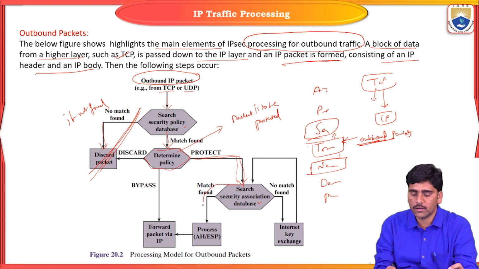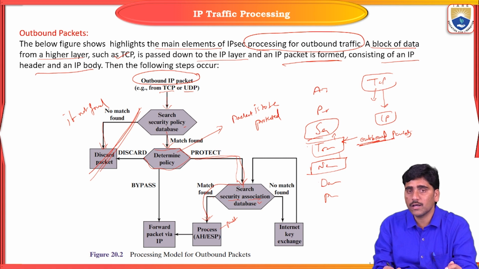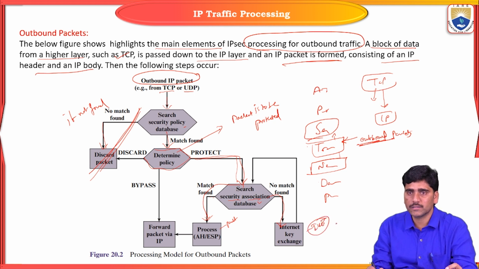If a match is found, then process the authentication header or encapsulating security payload for the packet. So after matching in the outbound packet security association database, it moves forward to processing with the help of authentication header or ESP. If it is not found in the security association database, then it has to be applied with the Internet Key Exchange mechanism.